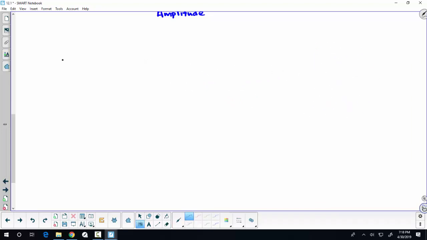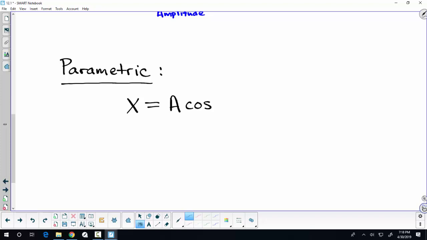For now, we'll note here, this is for a parametric. So let's just say we're dealing with x equals a cosine of b times t plus d, so it corresponds with d above. C was inside right there. Yeah, c is 0.